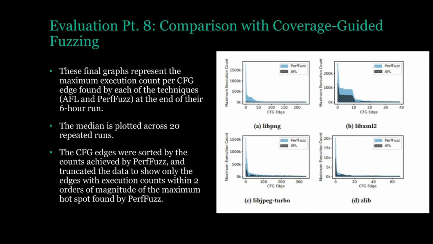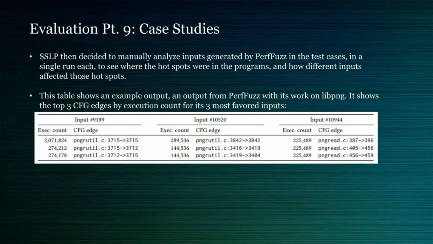453 of the plotted edges are exercised by PerfFuzz-generated inputs 2 times more than AFL inputs, and for 238 plotted edges, PerfFuzz inputs exercise them 10 times more than AFL inputs. It's just PerfFuzz is outperforming both SlowFuzz and AFL in every test.